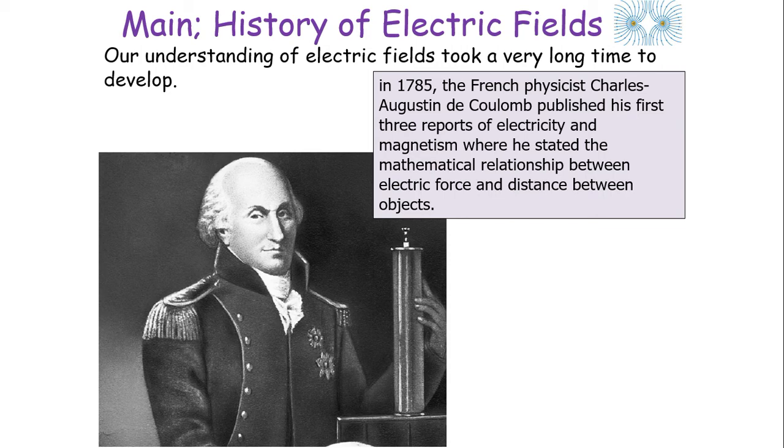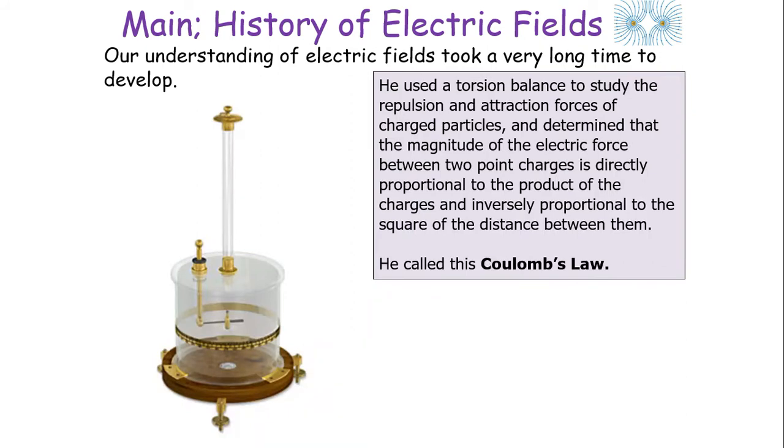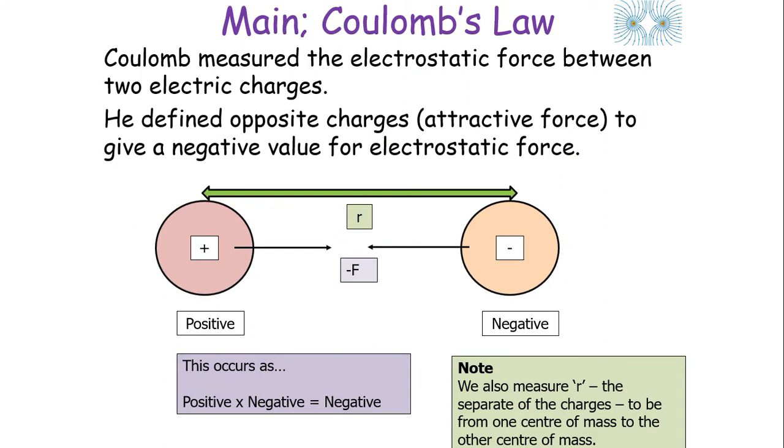Now in 1785, the French physicist Coulomb published the first of 3 reports on electricity and magnetism, where he stated the mathematical relationship between the electrical force and the distance between the objects, which he called Coulomb's law. So this is a very important law to learn in physics. Now Coulomb measured the electrostatic force between two electrical charges, and he defined opposite charges, the attractive force, to give a negative value for the electrostatic force. This occurs because positive times negative is equal to a negative.